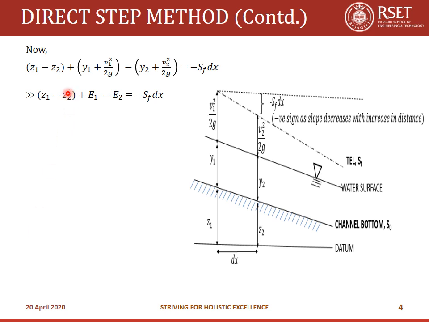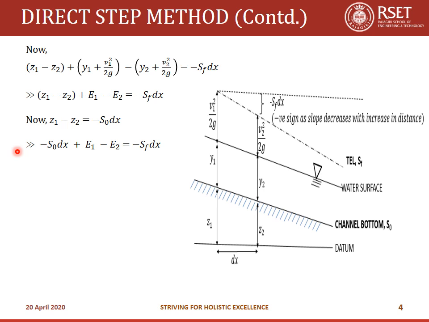Now, if you look here, z1 minus z2, I'm going to write as minus S0 into dx. How did this come? If I say z1 minus z2 by dx, it would give me the slope of the channel bottom, and the slope of the channel bottom is nothing but S0. I'm writing it with a negative sign for the same reason I wrote Sf with a negative sign, because the bed level is decreasing with increase in distance, and so z1 minus z2 would be minus S0 into dx. I'm going to replace z1 minus z2 in this expression with minus S0 into dx.